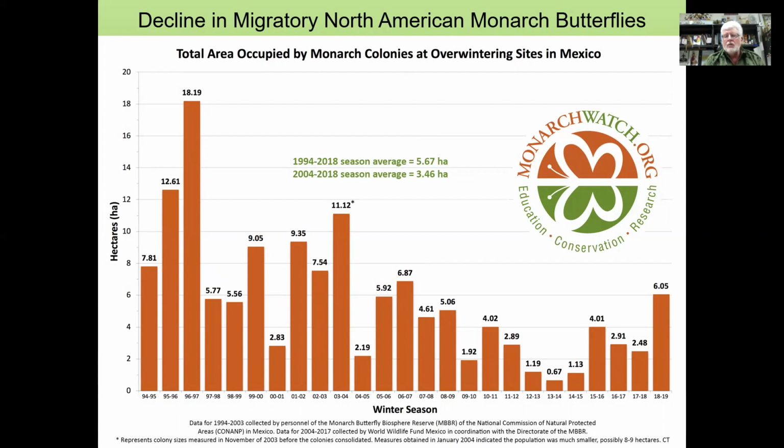And this is actually our target right now. For a sustainable population, we need to try to make sure that we have at least 7 hectares of overwintering site for these monarchs. So by looking at this on an annual basis, we can see things happening.